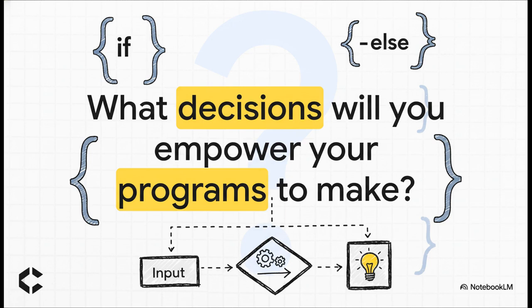So that's our deep dive into making decisions in C. You now have the fundamental building blocks to create programs that aren't just following a script, but are actually intelligent and responsive. The only question left is, what will you build with them?